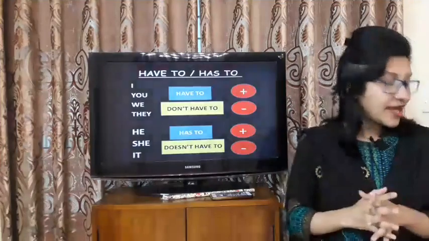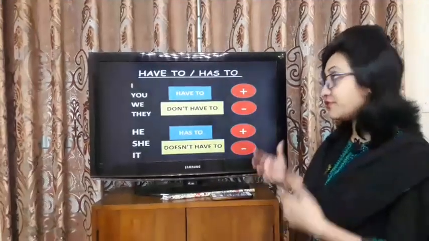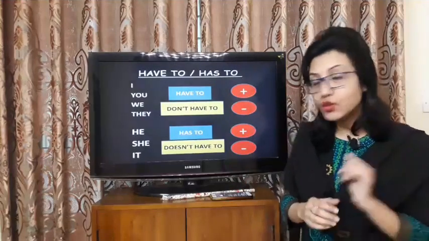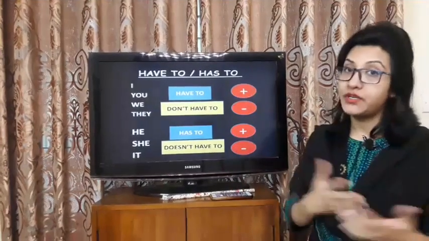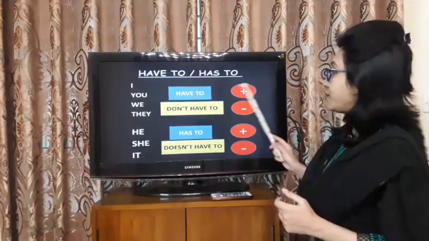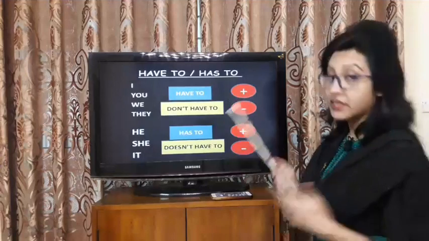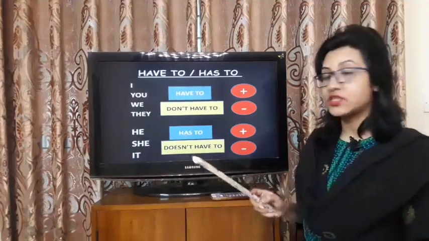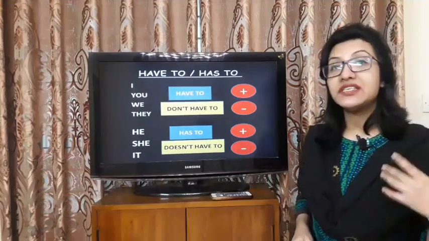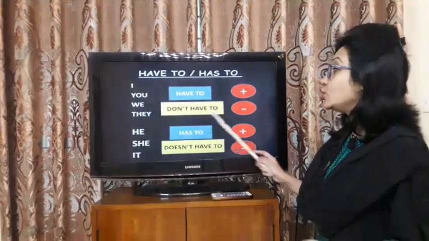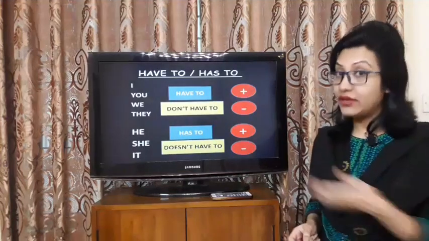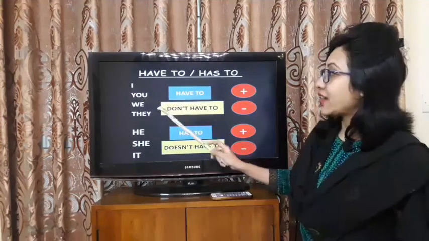Now, have to or has to has different expressions in negative and in affirmative. If it is used in negative and if it is used in affirmative, how does it differ? Let's see. See, here's a plus here, so that means it is positive. So if we have positive, we can write I have to, you have to, but if it is in negative, then we have to write don't have to. I don't have to, they don't have to.